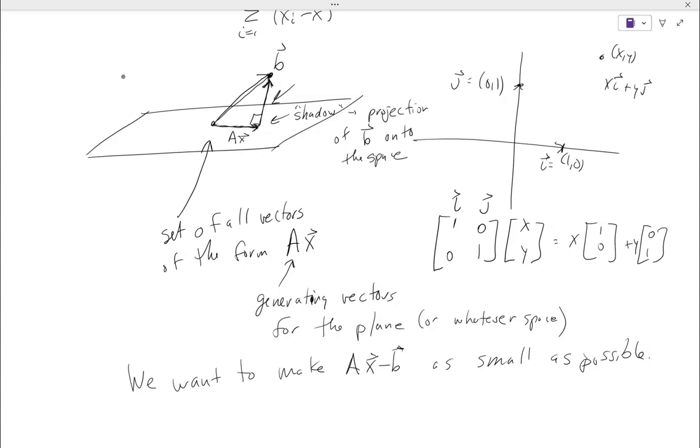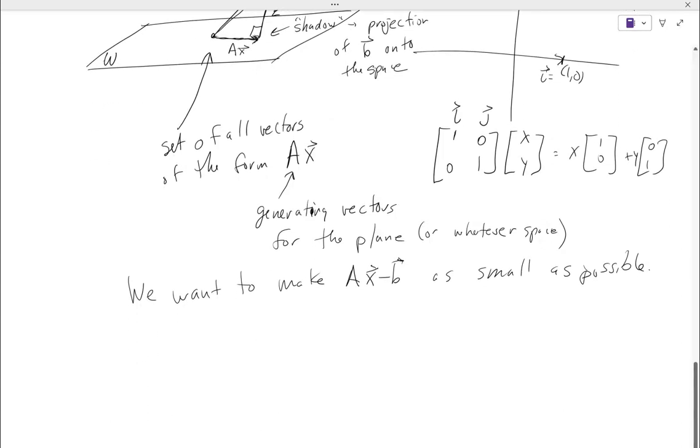Let me just give this space a name. I'm going to call it W just so I can refer to it. All right. So we want to solve this system. I want to solve this matrix equation. So my Ax is a vector that's down in my space, my W. This is just our notation for the projection of b onto the space. So that's why I called it a W. Just give it a name, it doesn't matter what the name is. We want to solve this system because that's the best possible approximation.